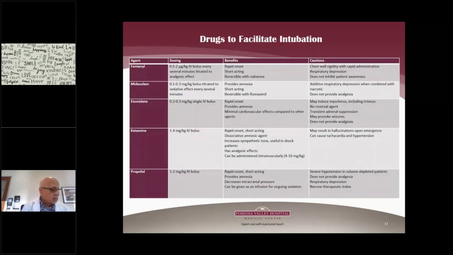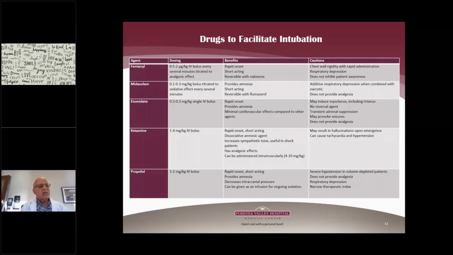As we are talking about mechanical ventilation and also intubation, what are the drugs which we'll use to facilitate intubation? These are just a few of the drugs I've put here, but there are others. Most important thing is that when we intubate an individual to be placed on mechanical ventilation, we must use not just sedation but also analgesia.